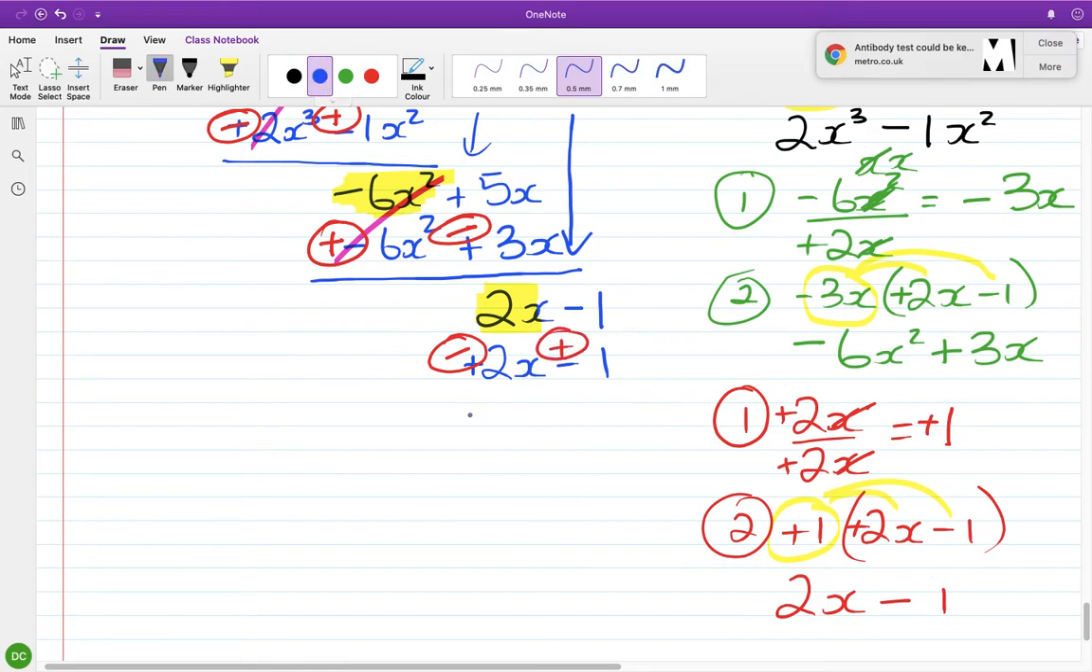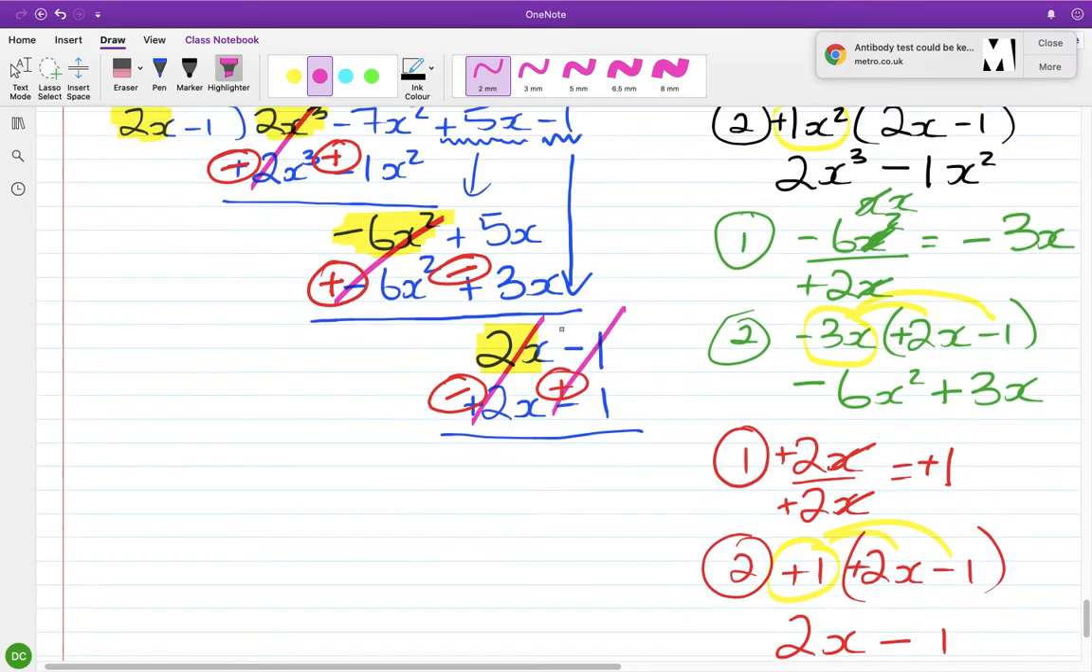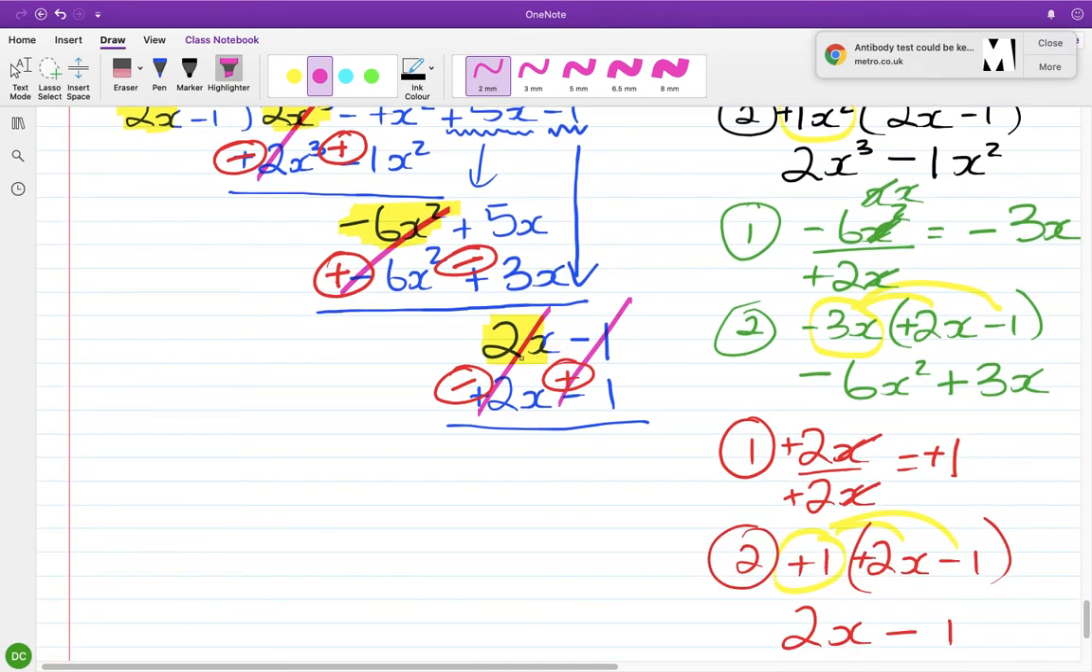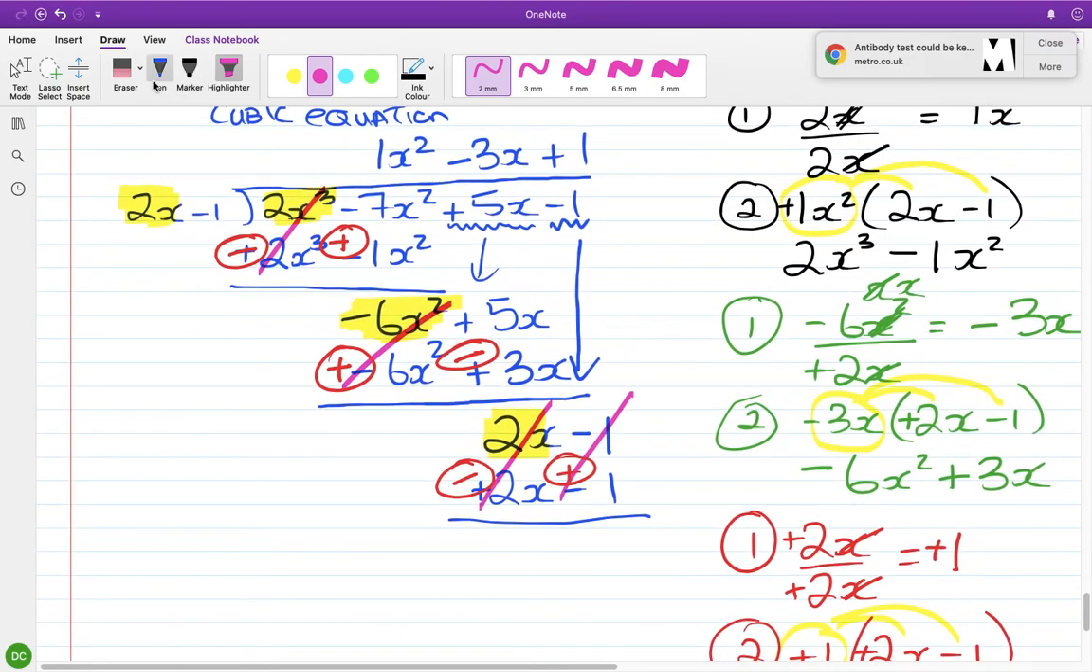Step 4 is to add and subtract the lines. So I have 2x minus 2x cancels, and minus 1 plus 1 cancels. And I am out of things to bring down, so that's what we hope to happen. Do you remember that we have no step 5? Everything cancels. Okay, so where do we find our answer? We find it up on top there. So the answer is 1x squared, getting this from up here, minus 3x plus 1.